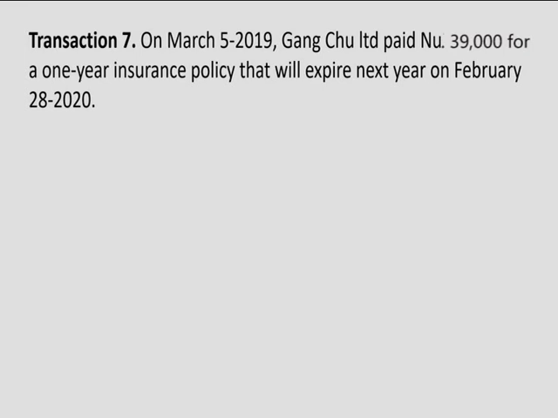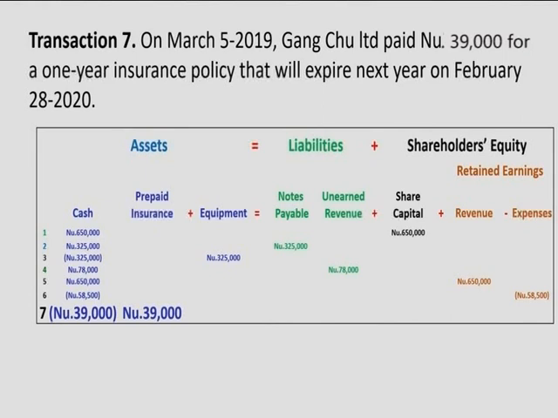Next, transaction 7. On the 5th March, Gangchu again paid Newton 39,000 for a 1-year insurance policy that will expire next year on 28 February 2020. So here Gangchu is paying insurance to an insurance company in advance. Now here on the asset side, the cash has to be reduced by Newton 39,000, and another item of asset arises here as prepaid insurance.